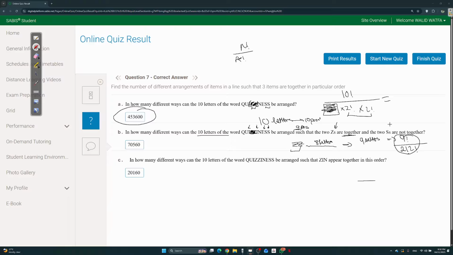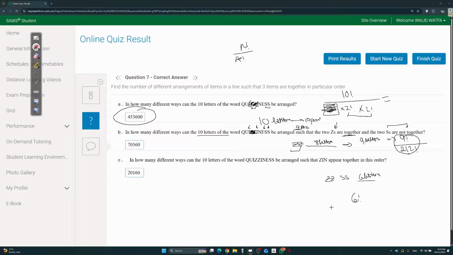We're going to subtract from it when the 2 S's are together. If the 2 S's are together, meaning we're considering ZZ and SS, how many letters are left now? 2, 4. It's originally 10, subtract the 4, so we have 6 letters left. So how much is the possibility from when the two S's are together?